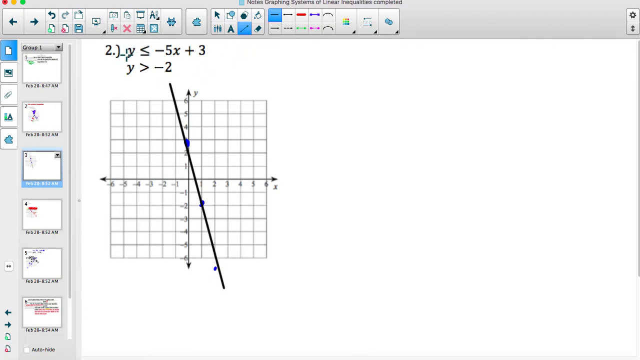For shading, this says less than. I'm testing 0, 0. Is 0 smaller than 3? It is. And so I would shade below.